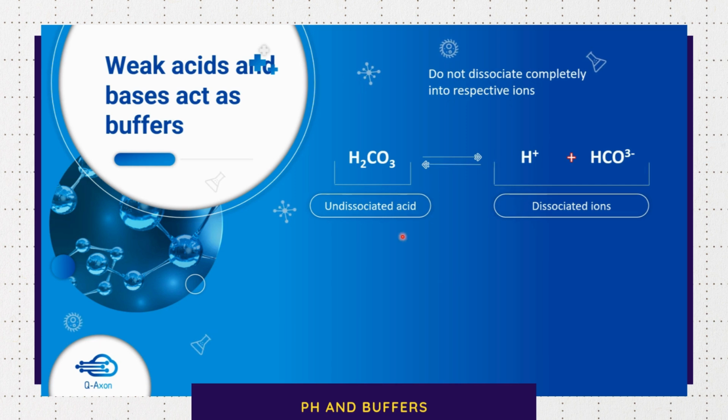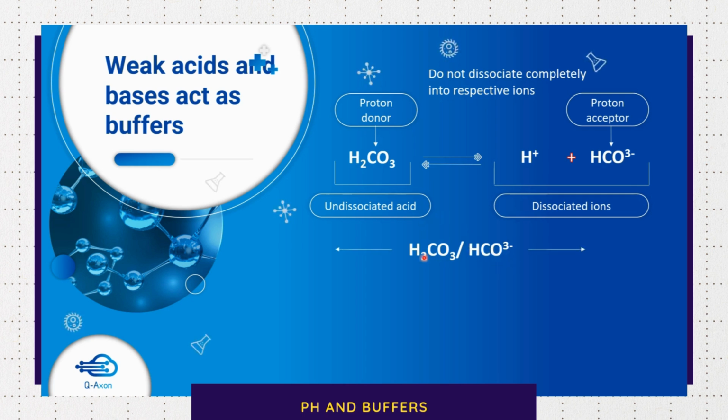So fundamentally what we are saying is that in a buffer, the undissociated acid acts as a proton donor, while the dissociated ions, especially the conjugate base, act as a proton acceptor. So a buffer is basically the combination of the undissociated acid and the proton acceptor, that is the conjugate base of this acid. Now it has to act in both directions. That means when acid is added, the reaction should proceed in the backward direction, and when a base is added, the reaction should proceed in the forward direction.